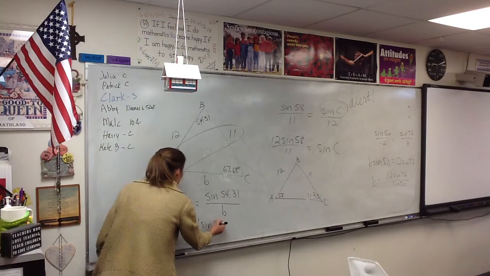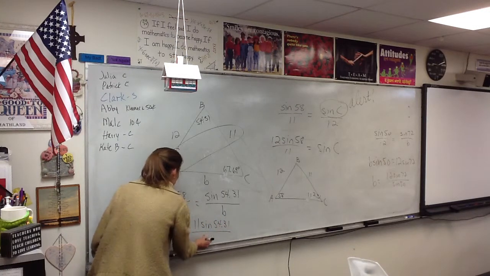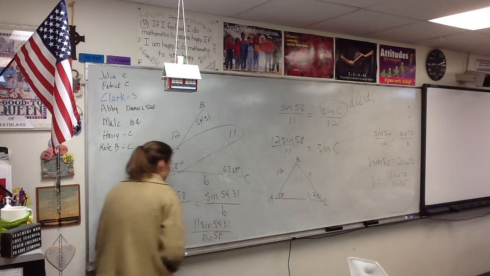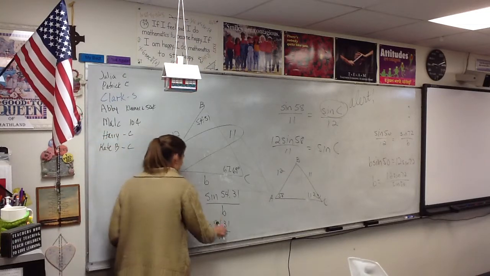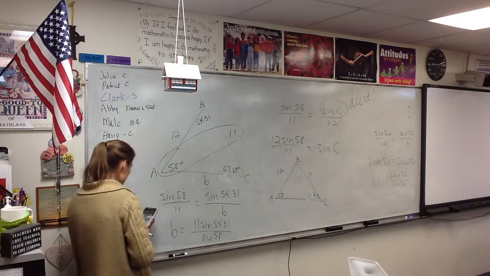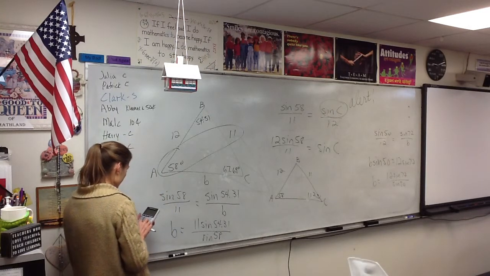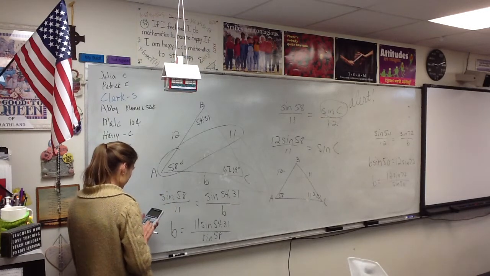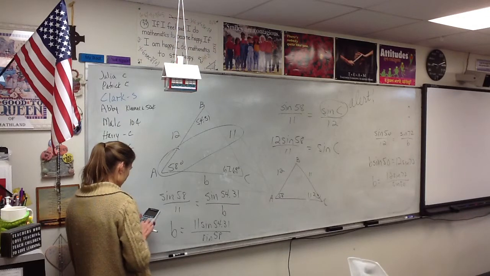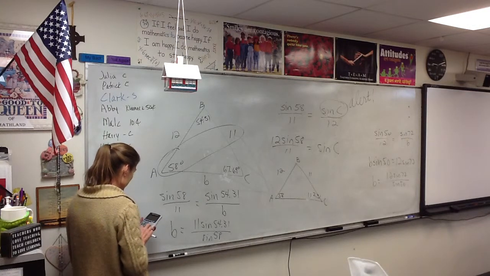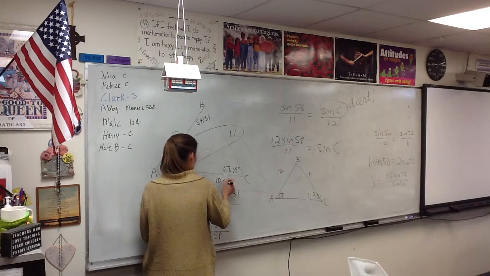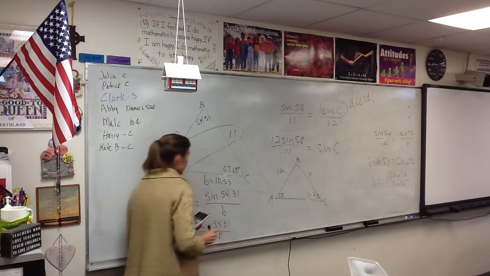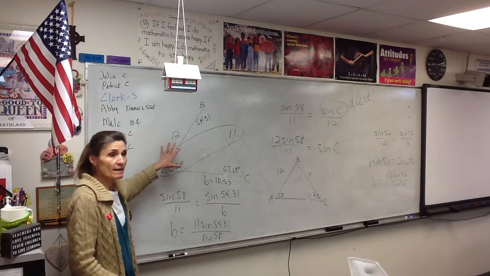So I'm going to cross multiply and divide. I've done so many millions of these in my life, I can do that all in one. You maybe can too. And I got 10.53. Anybody match that? So that triangle is done.